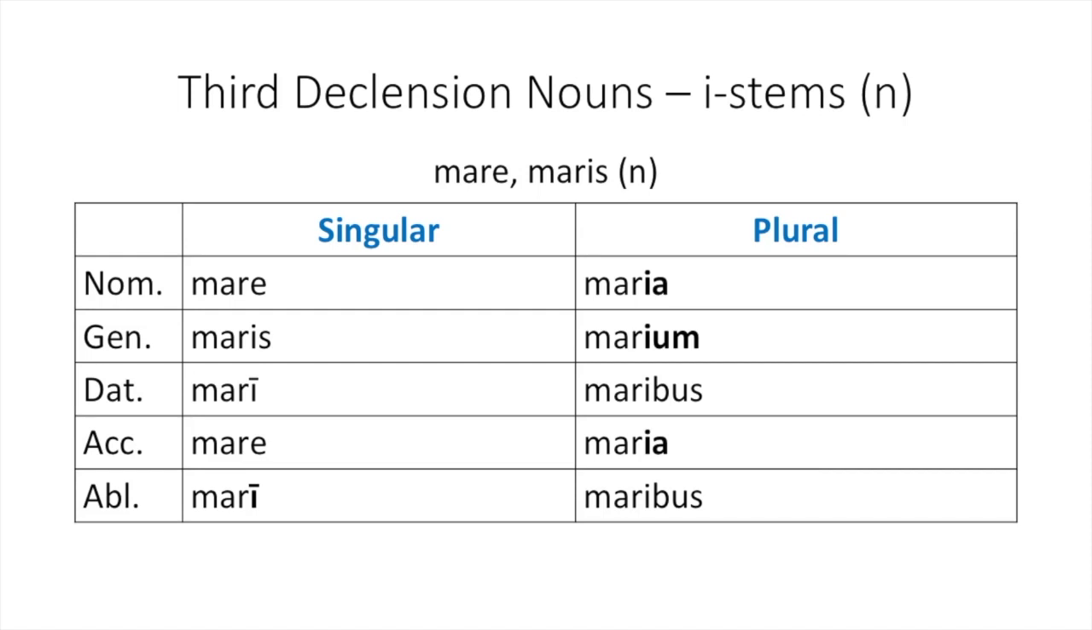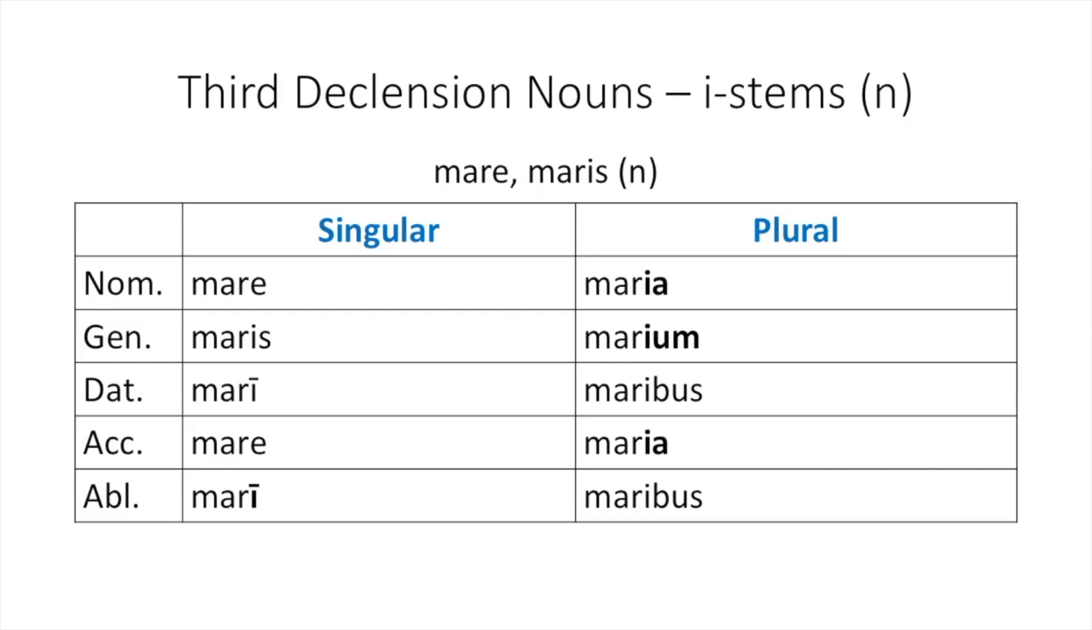And that example will be mare, maris, that has that E in the nominative singular and is neuter, so you know it's an I stem noun. And for I stems, there are 4 differences for neuter nouns. The ablative singular is an I, so mari, so our singulars are mare, maris, mari, mare, mari.